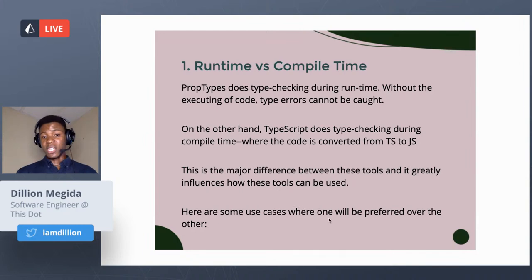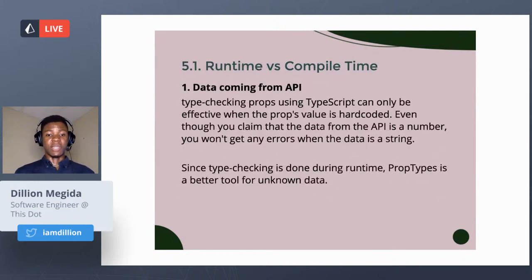And we'll look at two use cases where one will be preferred over the other. One of these use cases is, for example, data coming from an API. When you are type checking props using TypeScript, this can only be effective when the props value is hard-coded. If the data is coming from an API, you would never be sure if that data is a number or a string. Even if you have claimed that this data is a number, if the data eventually becomes a string, you would never get a warning.